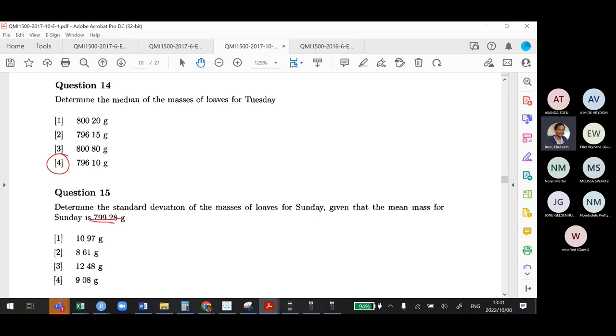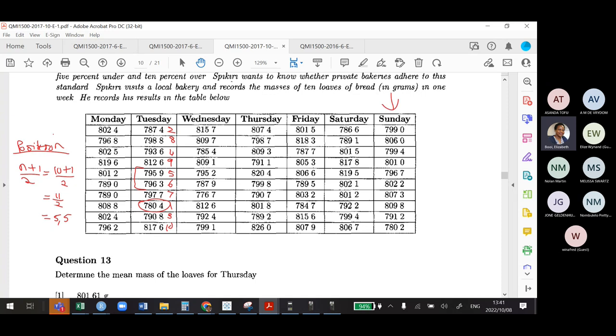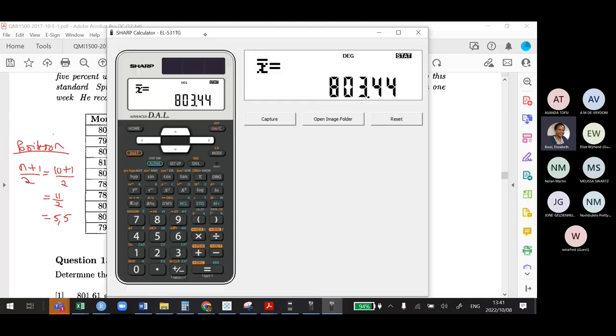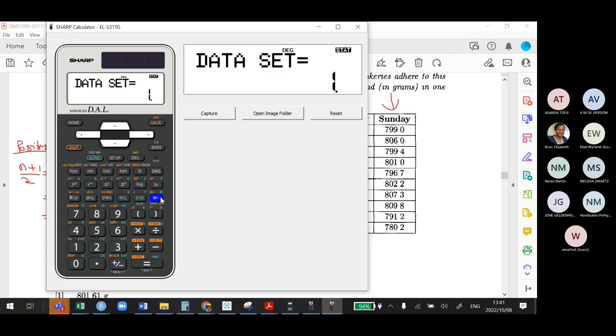So if we go to standard deviation for Sunday, so we need to go there. Sunday is this column. You need to go and capture the data. So I'm going to also carry on and capture the data. So I need to clear the calculator from any stored values and then start capturing again. 799, because it should give me data set one if I do this. See, so I'm capturing my data again. I don't have to put 0.0 because it's not going to even capture it on the calculator. It doesn't make any difference.